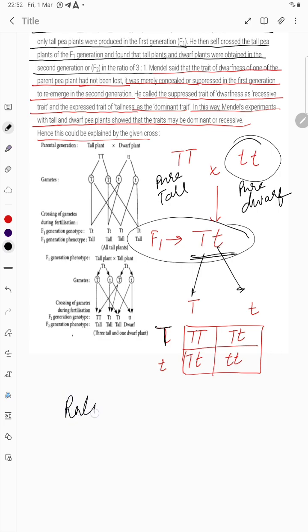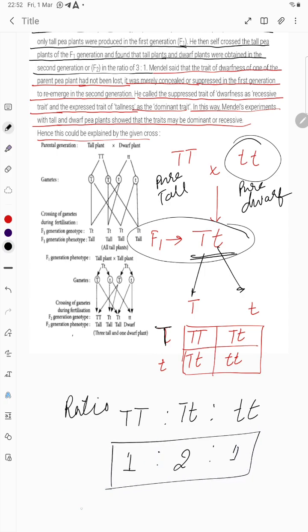The ratio we are getting, what ratio? TT, Tt, tt. So this is the ratio 1:2:1. So this is what the answer is, student.